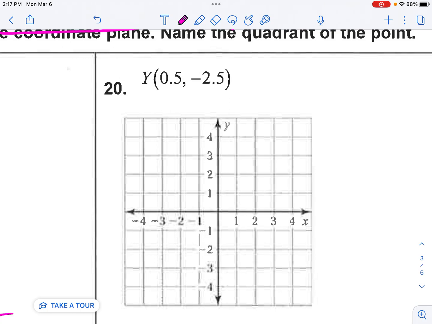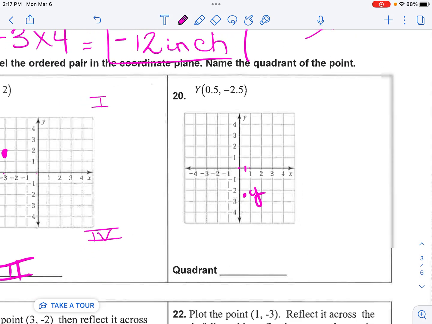0.5 is going to be in between the origin and 1. So it's going to be like right here. So 0.5 to the right, down 2.5, which would be in between -2 and -3. So this is y. And again, quadrant 1, quadrant 2, quadrant 3, quadrant 4.